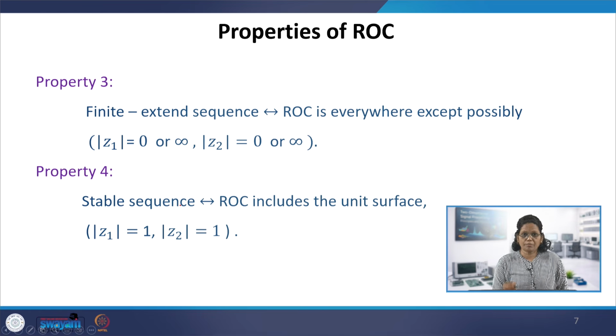And we take the stable sequence. In case of a stable sequence, the ROC includes the unit surface, like we have the unit circle in the 1D case in the z plane. Here it is a unit surface, so z1 equal to 1 and z2 equal to 1. So for the stable sequence, the unit surface is included, z1 equal to z2 equal to 1 in the 2D sequences.